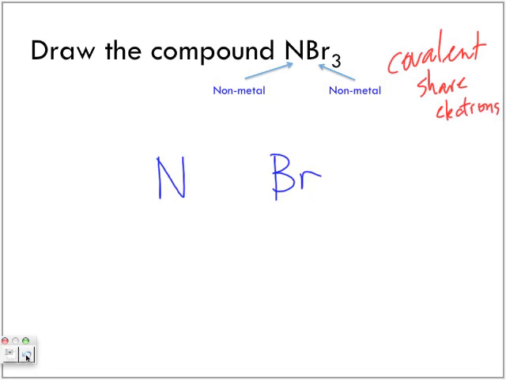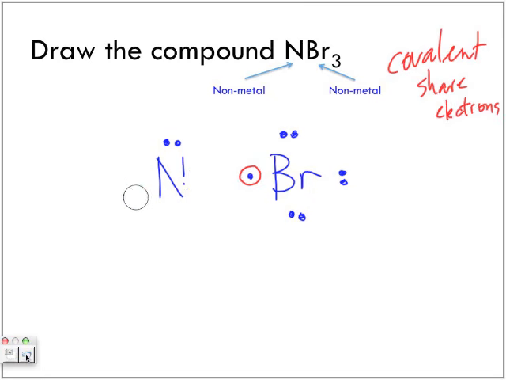Okay, so draw the valence electrons for nitrogen. Nitrogen has 1, 2, 3, 4, 5 valence electrons. Bromine has 7: 1, 2, 3, 4, 5, 6, 7 valence electrons. So if you look at it, bromine has 1 bonding site. Nitrogen has 3 bonding sites, right? Which means nitrogen will be the central atom. Okay, so nitrogen will be the central atom.